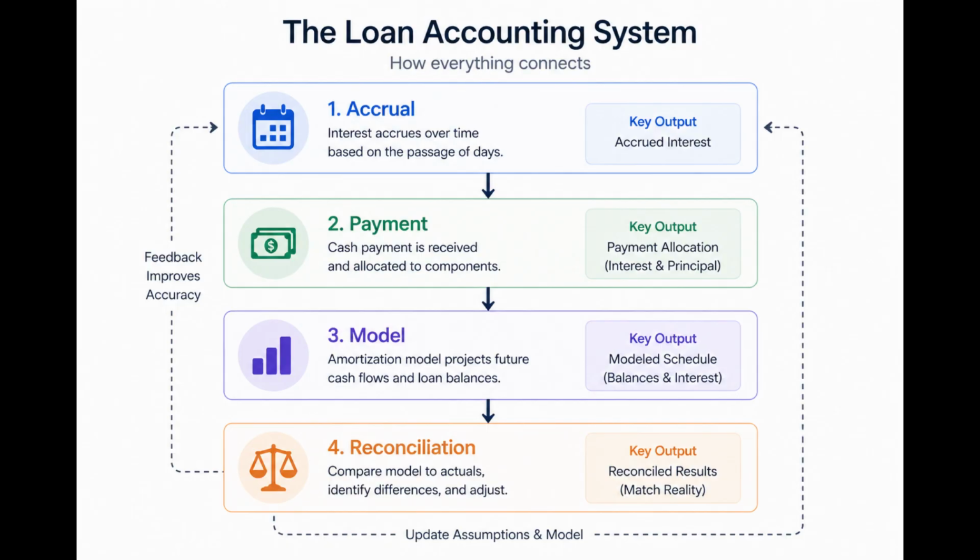So in closing, loan accounting works across 3 layers. First, interest is continuously accruing. Second, payments partially settle that accrual and reduce principal. And third, the model organizes it, but reconciliation ensures accuracy. We don't just calculate reality, we match it.